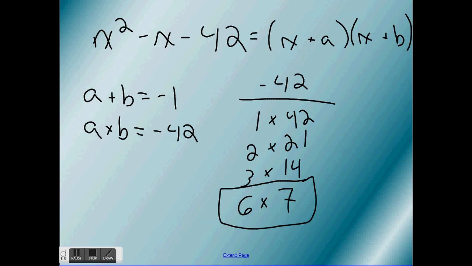So the last part I need to do is just decide which one of those numbers is going to be negative. Is the 6 negative or is the 7 negative? The 7 has to be negative. Why? Because if I take 7 minus 6, that gives me a positive 1. But if I take 6 minus 7, that gives me a negative 1, which is what I'm looking for. So this is my negative number. Then when I have what I started with up here, I can take out these letters and put in the actual numbers. So plus 6 and minus 7.